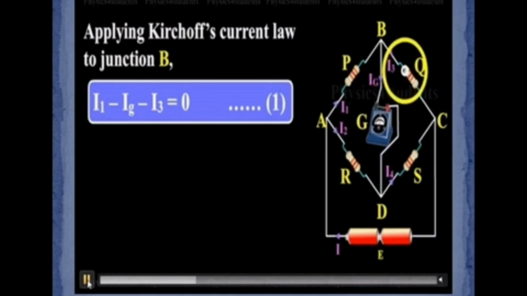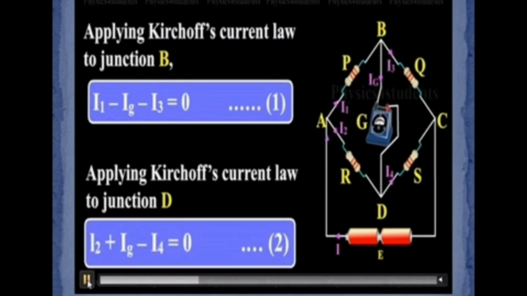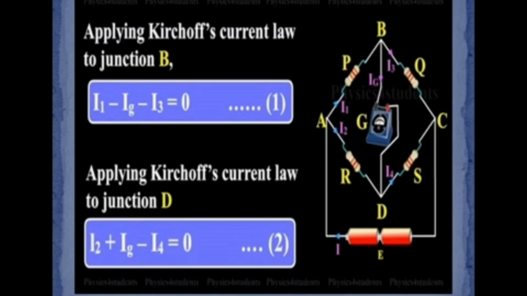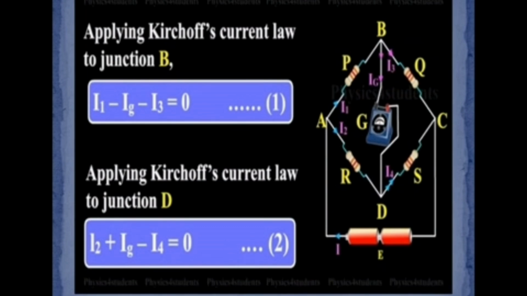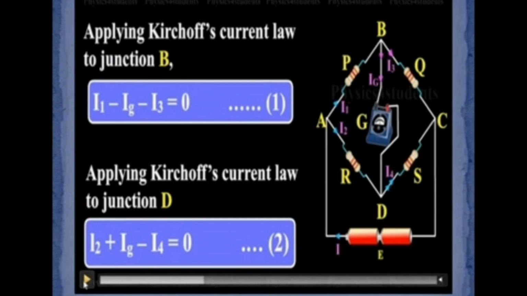Then next, you can take the other junction D. In junction D, I2 plus Ig minus I4, because I2 and Ig are moving towards junction D, but I4 is leaving the junction, so it is taken as minus I4. So this is equation number 4 according to the Kirchhoff first rule.